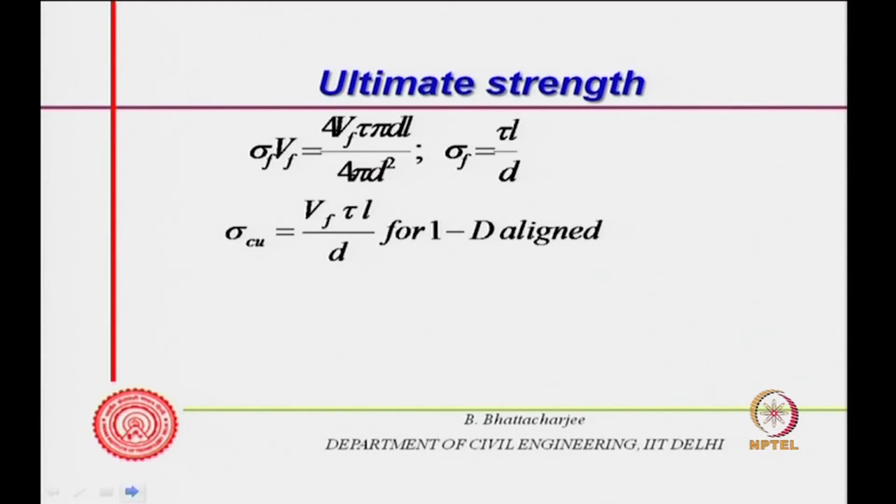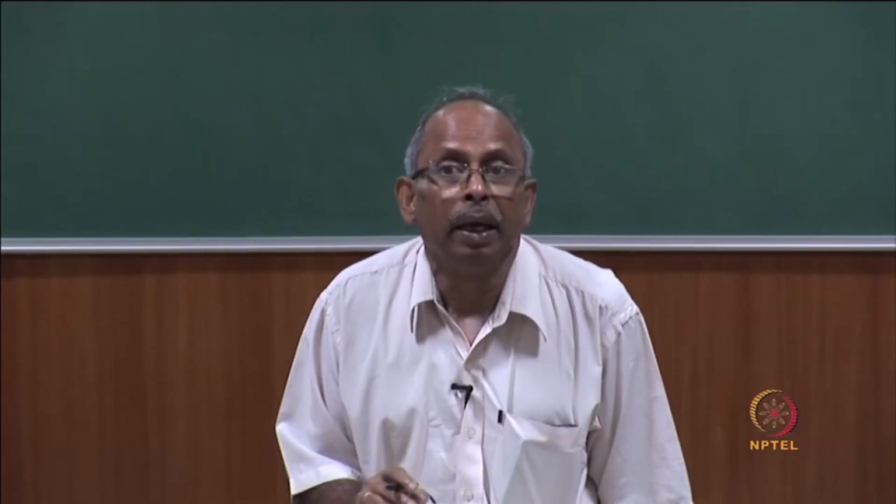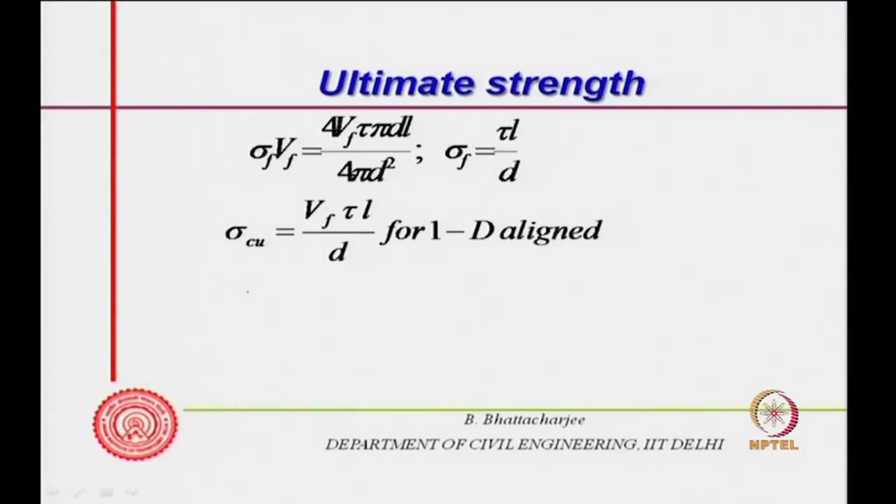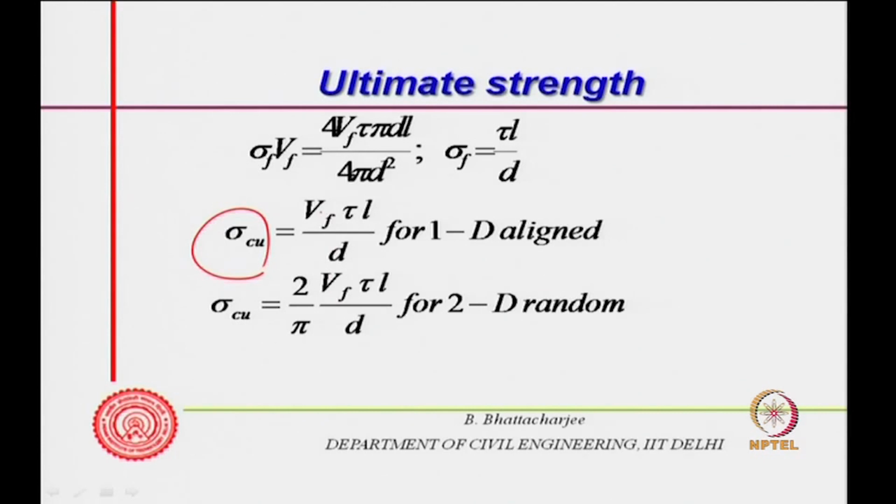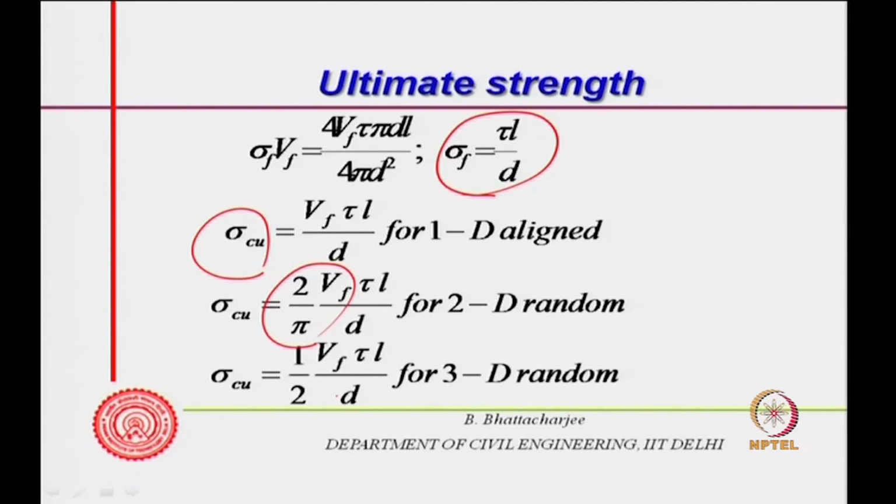Therefore, the composite strength sigma cu can be written in terms of sigma f into V f, and the stress in the composite is V f tau L by d, because sigma f is this for 1D aligned. For 2D aligned, all fibers are not aligned, and the effective number of fibers is this. So, sigma f, the stress in one fiber, is this, and for all the fibers in 2D random and 3D random, sigma cu can be written like this.